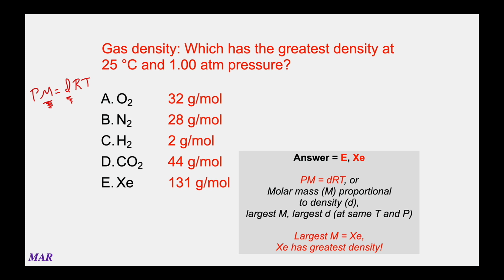So bigger molar mass, bigger density. We would say that xenon has the biggest gas density at those conditions in this list.